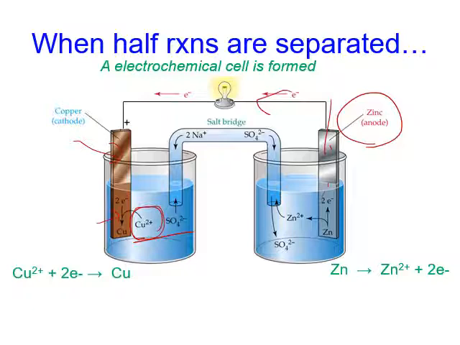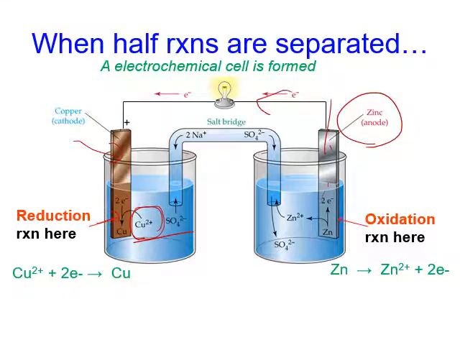So the two half reactions, the oxidation reaction where zinc loses electrons and the reduction reaction where copper ion gains electrons, are separated into two half cells. And the combination of these two half cells is called an electrochemical cell. Now note that when zinc loses electrons, zinc forms zinc 2+. So the solution now has more positive charge.